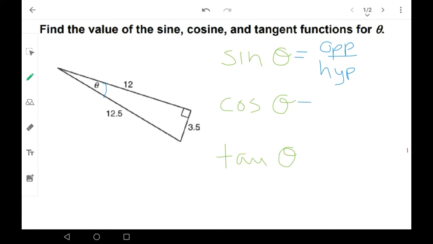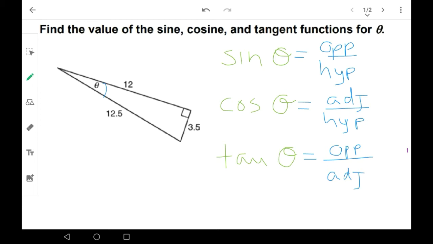What is cosine? Cosine is adjacent over hypotenuse. And what is tangent? It is opposite over adjacent.